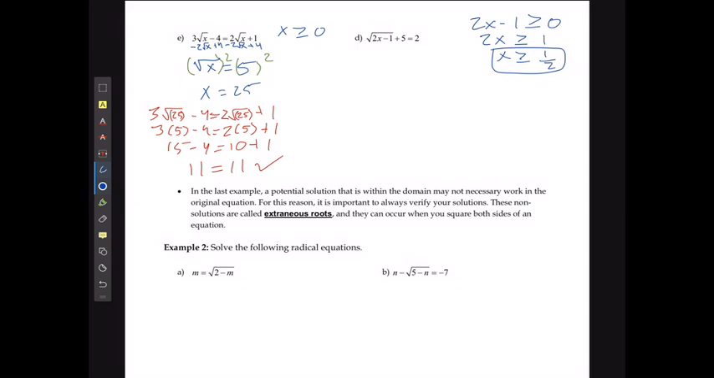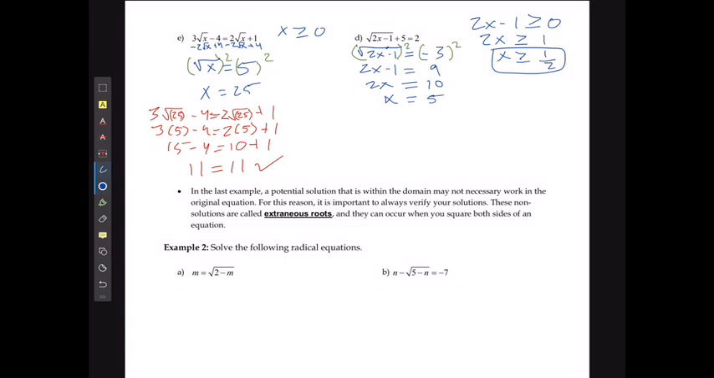I'm going to subtract 5 from both sides and say that the square root of 2x minus 1 has to equal negative 3. I'm going to square both sides, and I'm going to state that 2x minus 1 has to equal 9. 2x is going to equal 10, or x is going to equal 5.